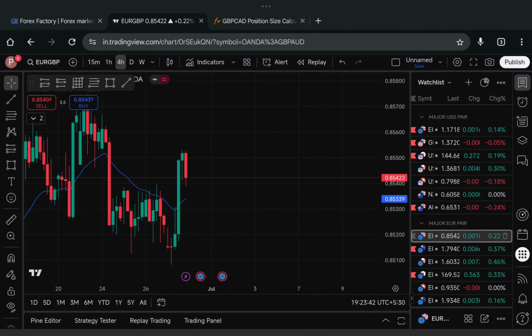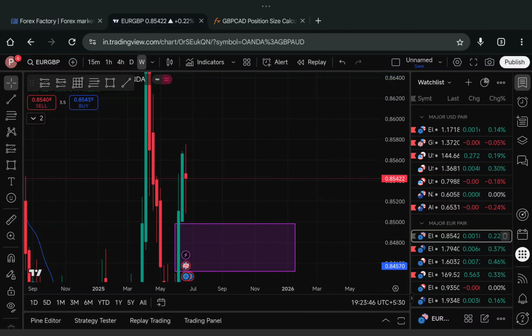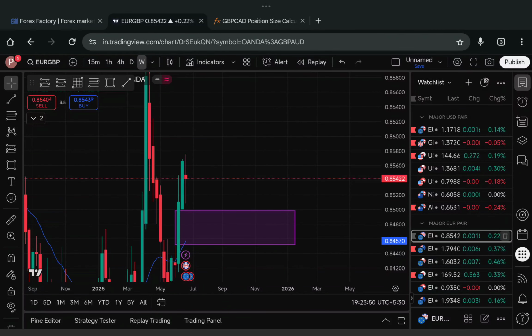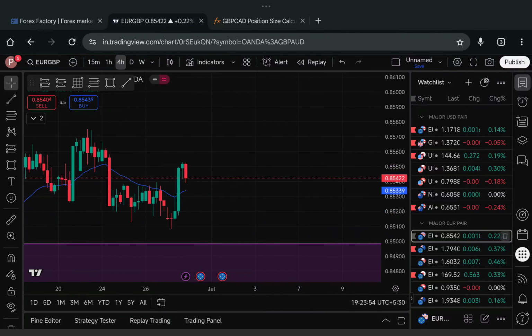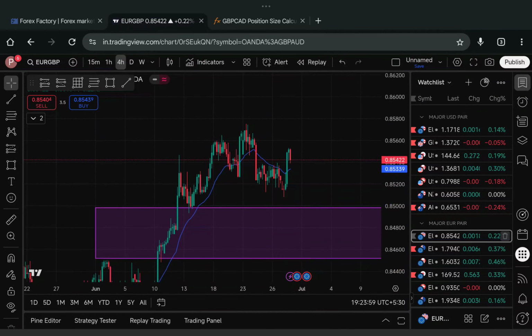Now with Euro GBP at the weekly time frame, I can see that price has taken above this high and price is moving downwards, but I will wait for price to reach this fair value gap level to form any trade. But since price hasn't formed any trade from here, I will just sit back and watch.